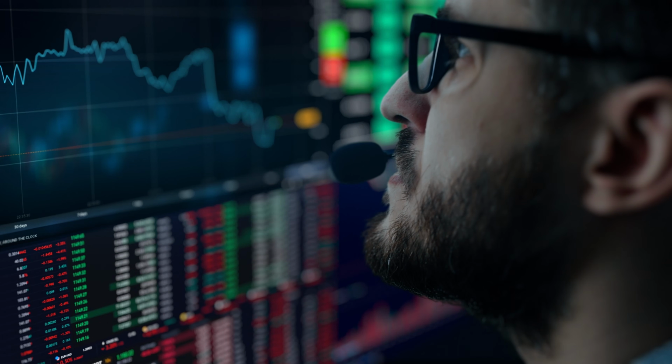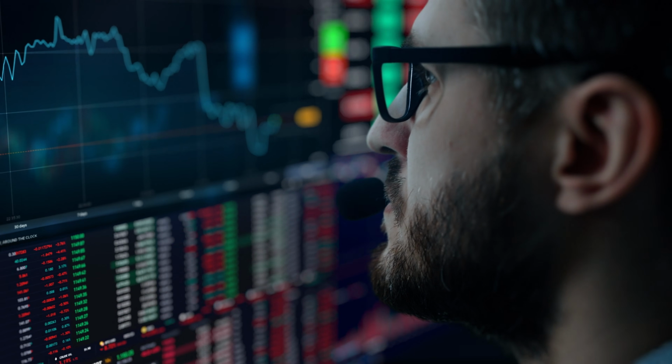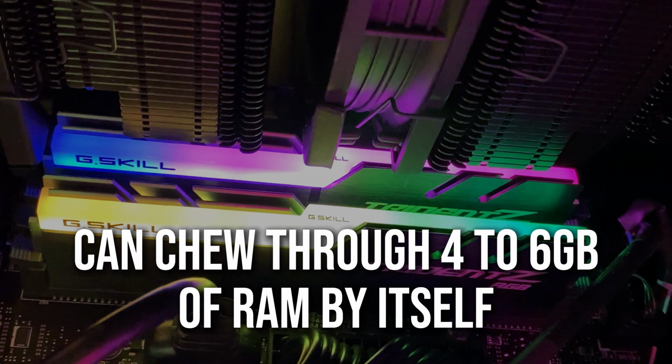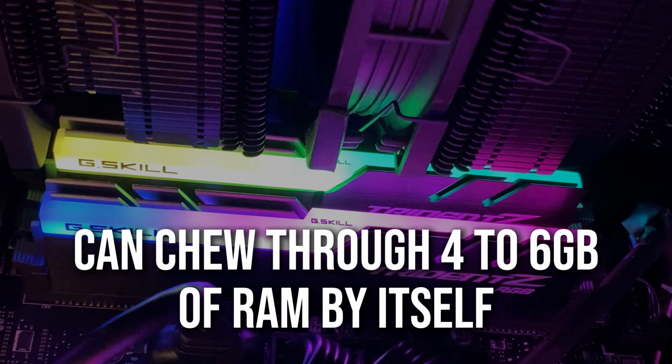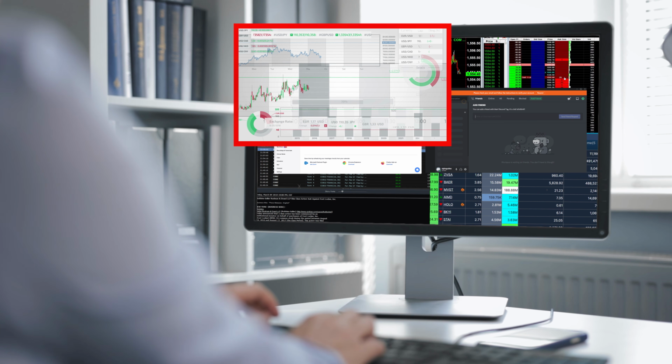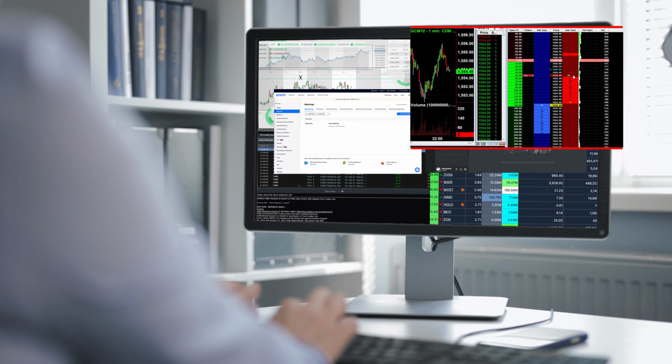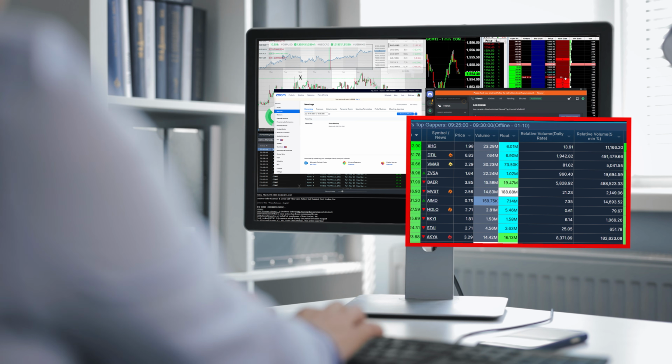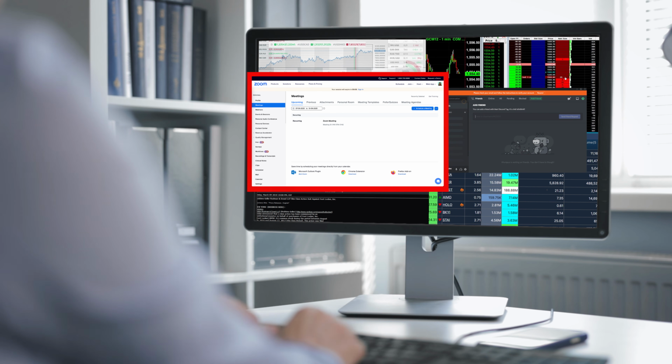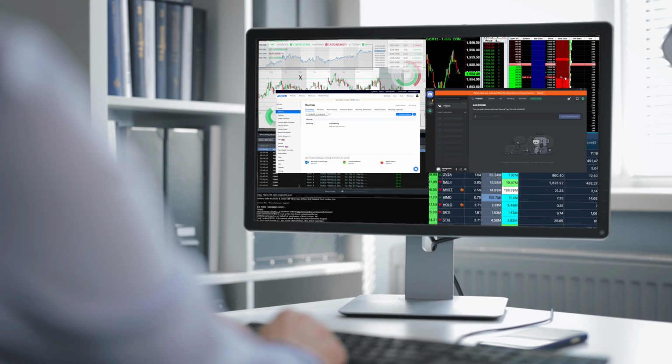A single instance of NinjaTrader running a handful of charts with a few indicators can chew through 4 to 6 gigs of RAM by itself. Now add a second platform, add a dome, add a news feed, add a scanner, add a Zoom room, add Discord, add your simulator running in parallel. You see what's going on?